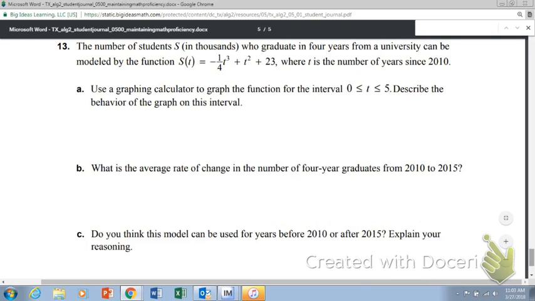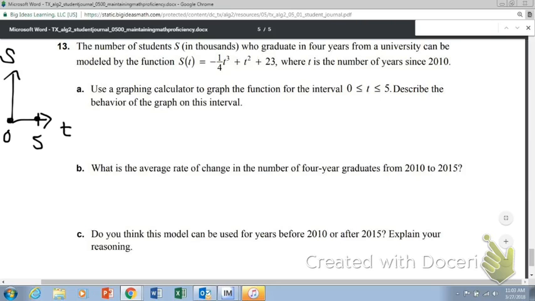Okay, here we have a word problem. We're going to use Desmos to look at the graph and analyze it. It says the number of students S in thousands who graduate in 4 years from a university can be modeled by this function where T is the number of years since 2010. So use a graphing calculator to graph the function for the interval 0 to 5 for your time. So what you're doing, you guys, is T is your x-axis and S is your y-axis. So you're only looking at 0 to 5 on the x-axis, and we're going to see what the y's are doing.